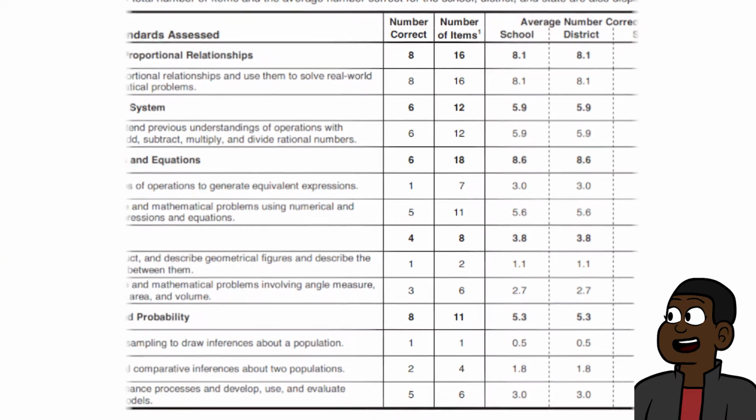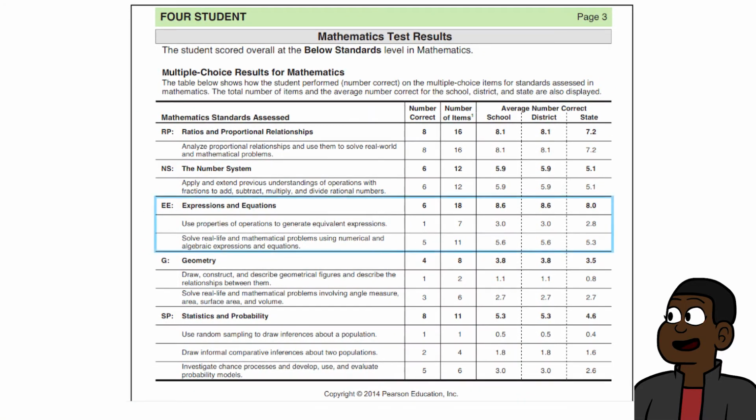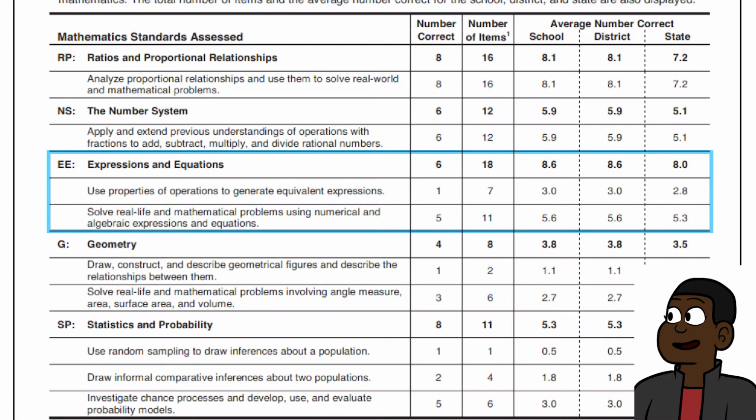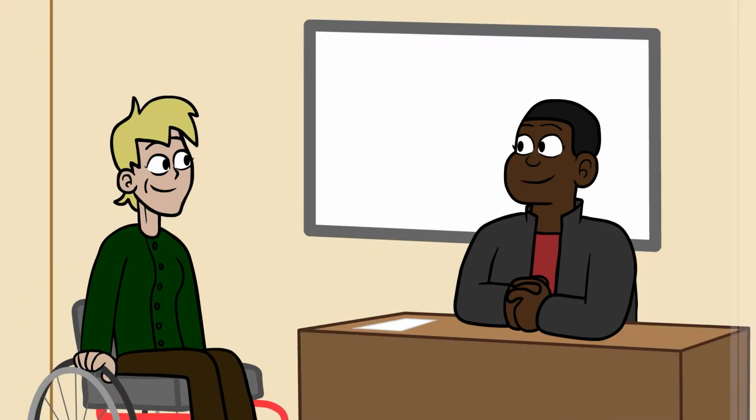Okay. One way to understand how your child is doing in a particular domain is to compare their number correct score to the total number of questions related to that domain. Makes sense. Let's look at how he did for the domain expressions and equations. His number correct score was 6, and the total number of questions for that domain was 18. He answered 1/3 of them correctly. Only a third. That's not good. I agree, but let's just focus on interpreting the data rather than judging it for now.